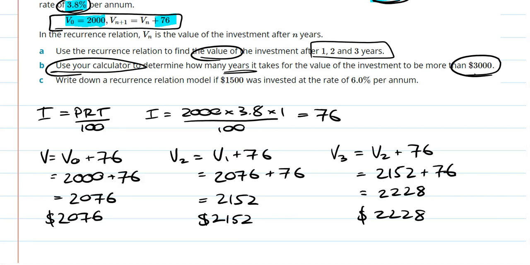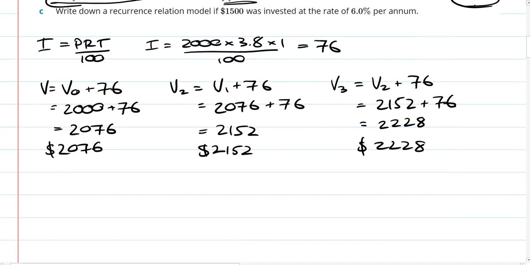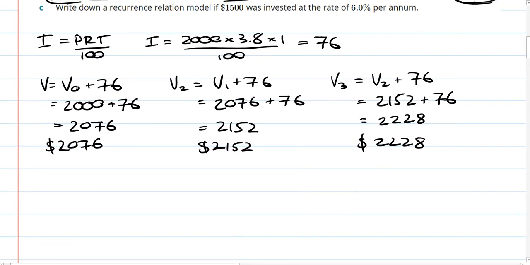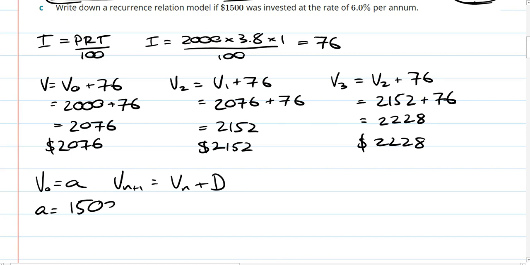Part C, write down a recurrence model if $1,500 was invested at 6% per annum. So we know that our recurrence relationship is going to be something like V0 equals A, and Vn plus 1 equals Vn plus D. So we need to find this D and we need to find that A. So the A is going to be equal to $1,500. That's the principal investment.